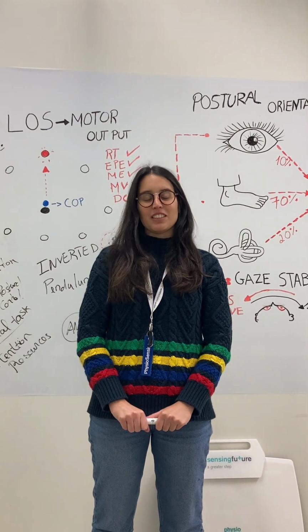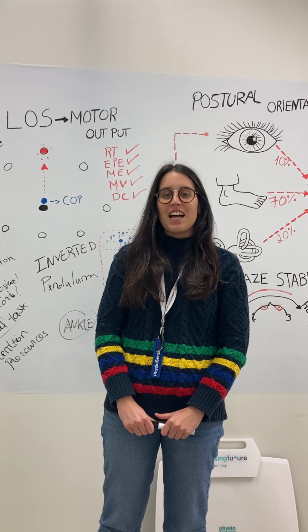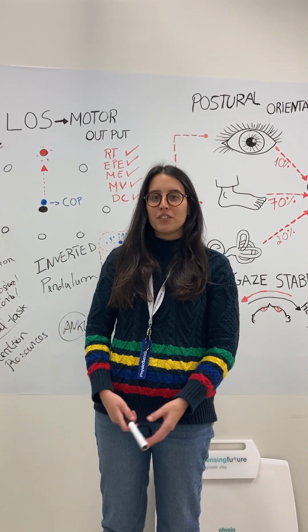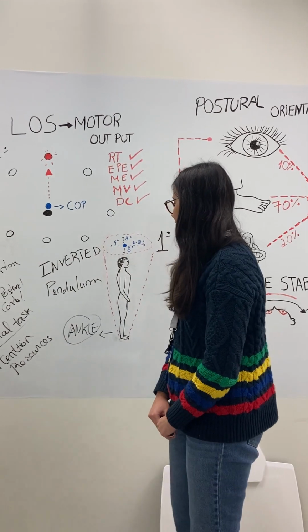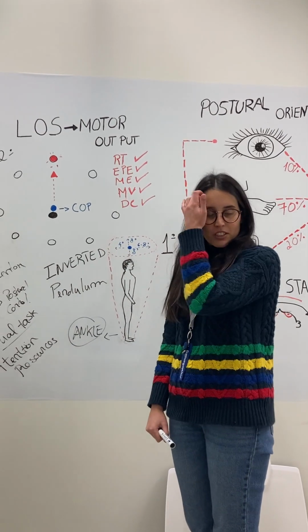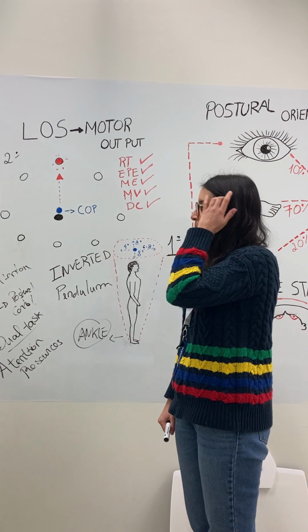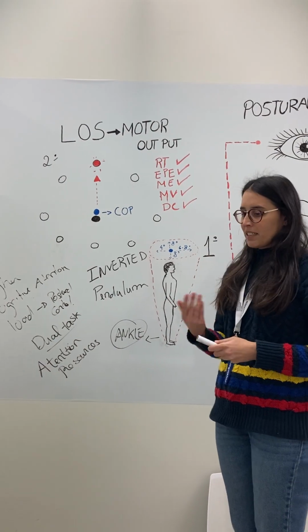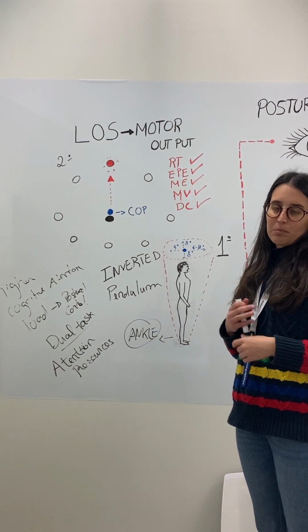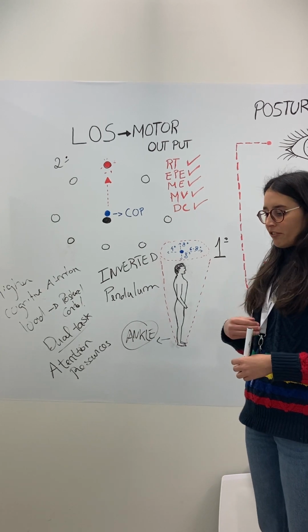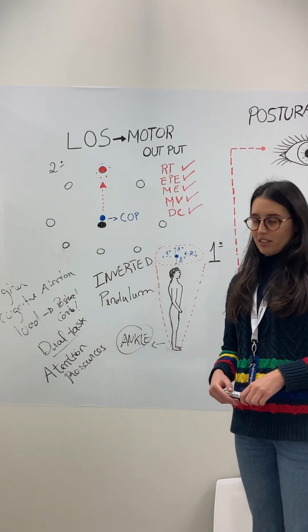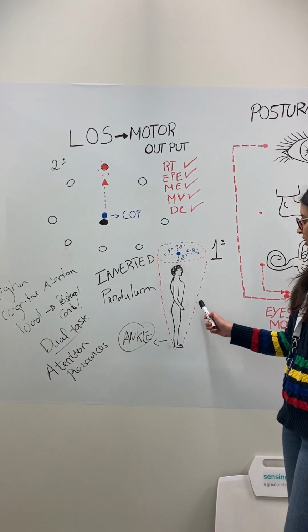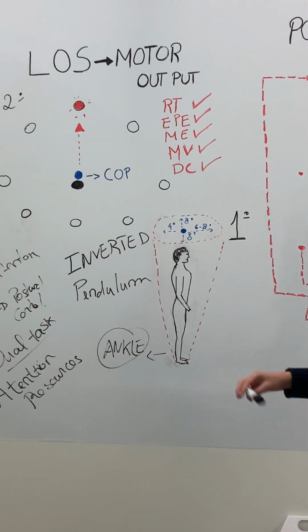I'm the clinical specialist from Sensing Future, and today we are filming a video about the limits of stability. Okay, so let's start by explaining what limits of stability are. They are defined as the maximum distance that a person can displace their center of pressure within the base of support without losing balance. Okay, so let's look at this drawing.